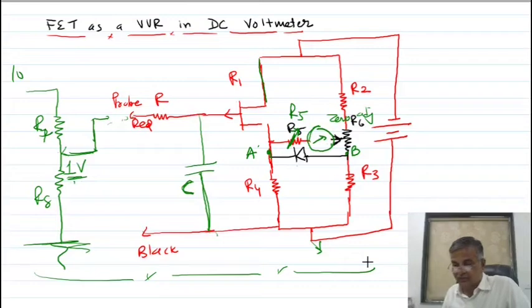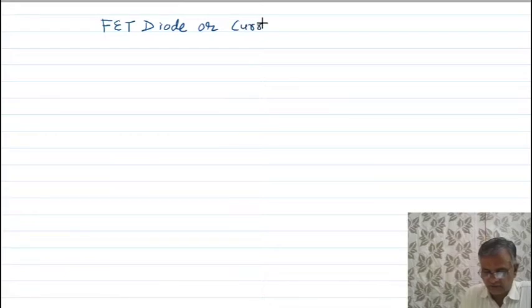Here I have discussed the second application of FET as a VVR. Right? Now the third I want to discuss. Now we are discussing the last topic in this field effect transistor chapter. The topic name is FET diode, or another name is current regulating diode.